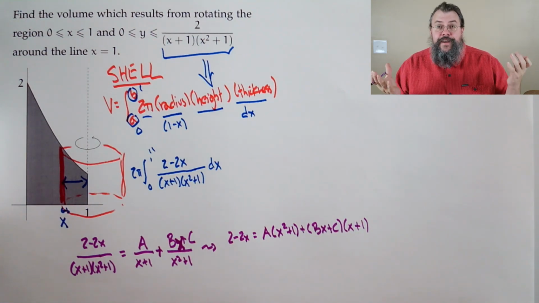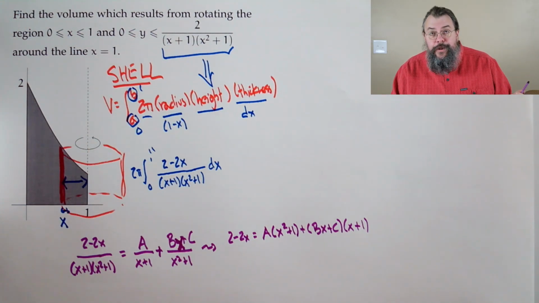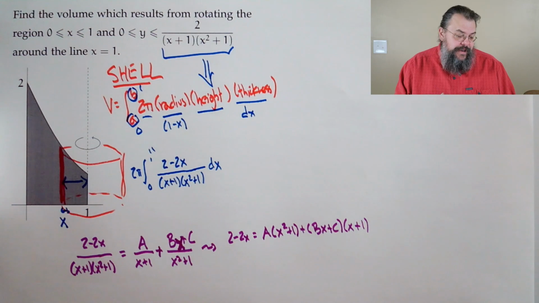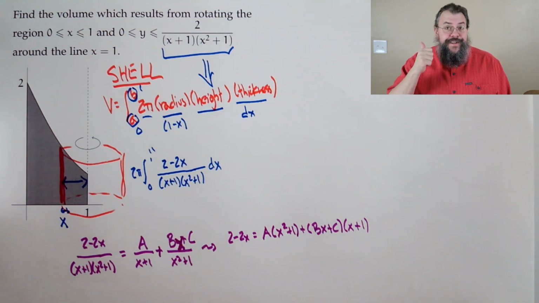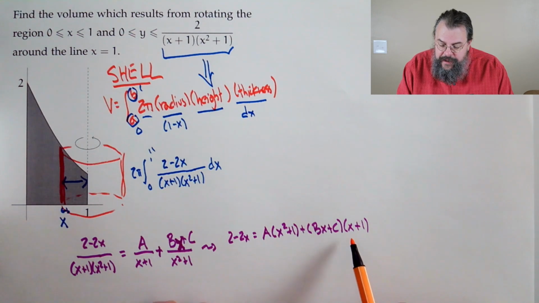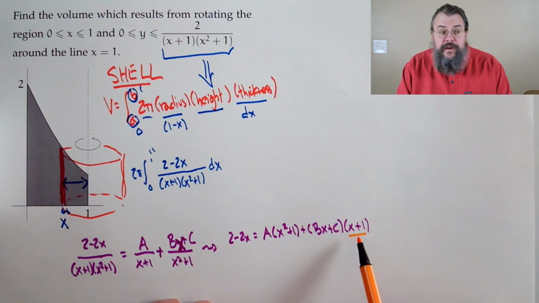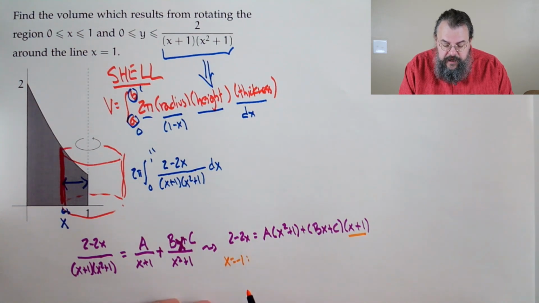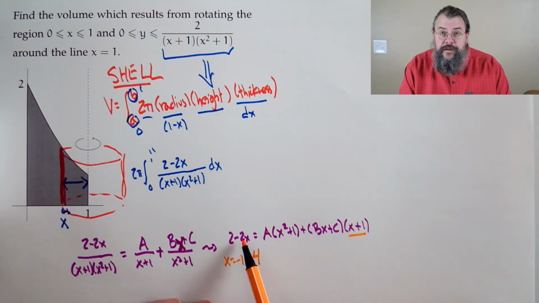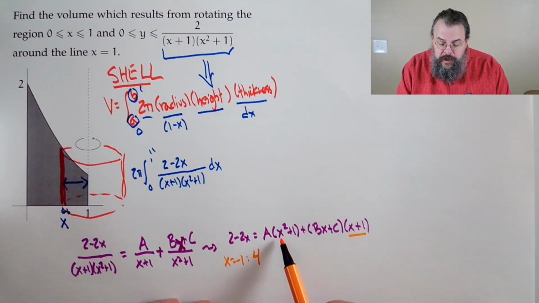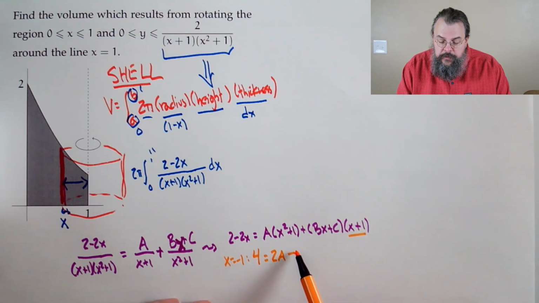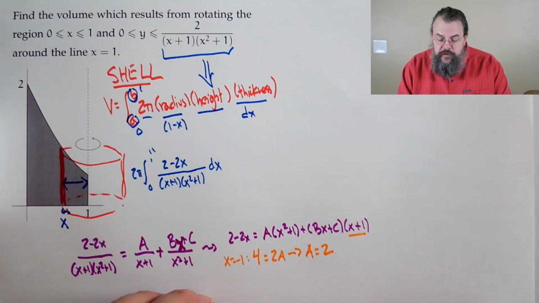And now we start picking nice values. That's not the only way to do things, but again, I like to do things this way, and I'm very biased. Whatever you're comfortable with, do it your way, as long as you get the right answer. So some nice values. I like negative 1. Make the x plus 1 zero. If we chose negative 1, 2 minus 2 times minus 1, that would be 4. This last term, whoosh, away it goes. And here we'd have minus 1 squared, which is 1, plus 1 is 2, so 2A, which means A is 2. Perfect. We've already got A.